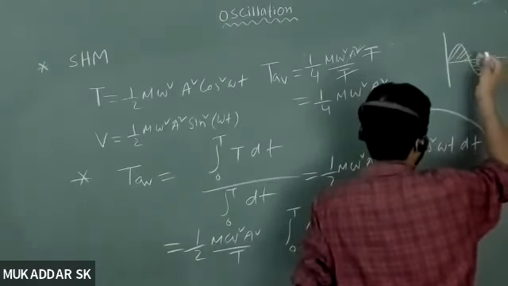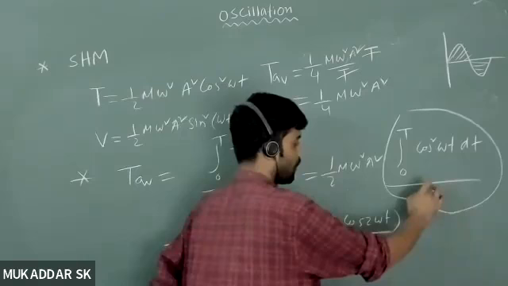Sir, the average value of cos square and sine square function will be 1/2, right? Yes, it will be 1/2. I have just proven and calculated this value. The average value is the integral from 0 to T of cos square omega t dt divided by T. This is how you write the average value of any function: the integral from 0 to T of that function dt, divided by the integral from 0 to T of dt.